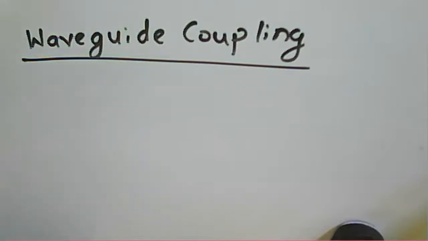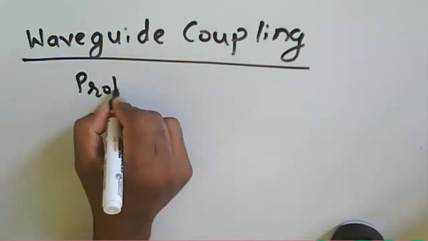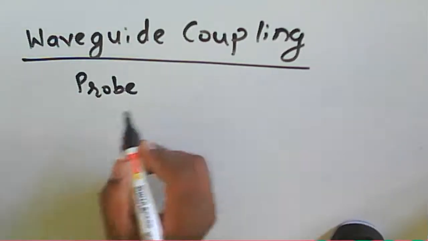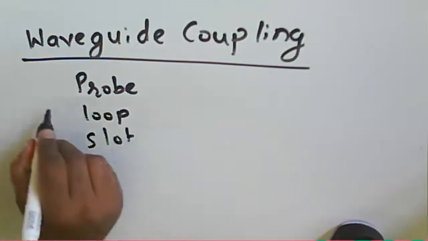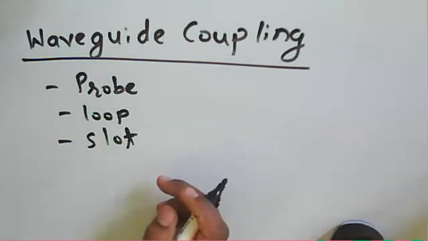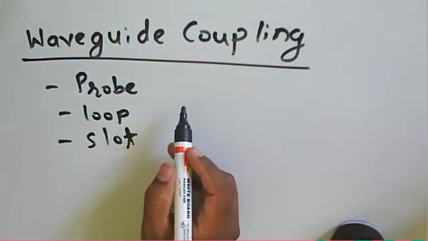So there are various ways to couple the waveguide, and those various types are nothing but what we consider the probe coupling. Okay, so we can consider the loop, or we will consider the slot. These are the various ways of coupling the power inside the waveguide. So that is about a probe, or you can say a loop coupling. So we talk first about probe coupling.